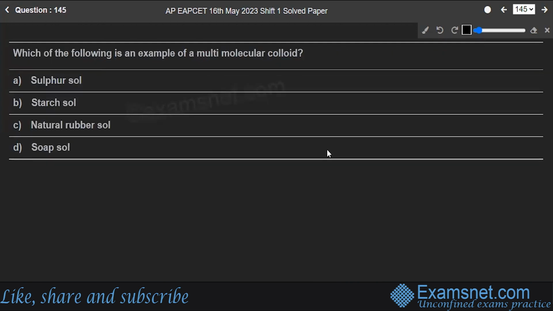Which of the following is an example of multimolecular colloid? Multimolecular colloids are formed by a large number of atoms or small molecules of diameter less than 1 nanometer of the substance, which on dissolution aggregates together to form species having size in the colloidal range. So, for example, this can be sulfur solution.